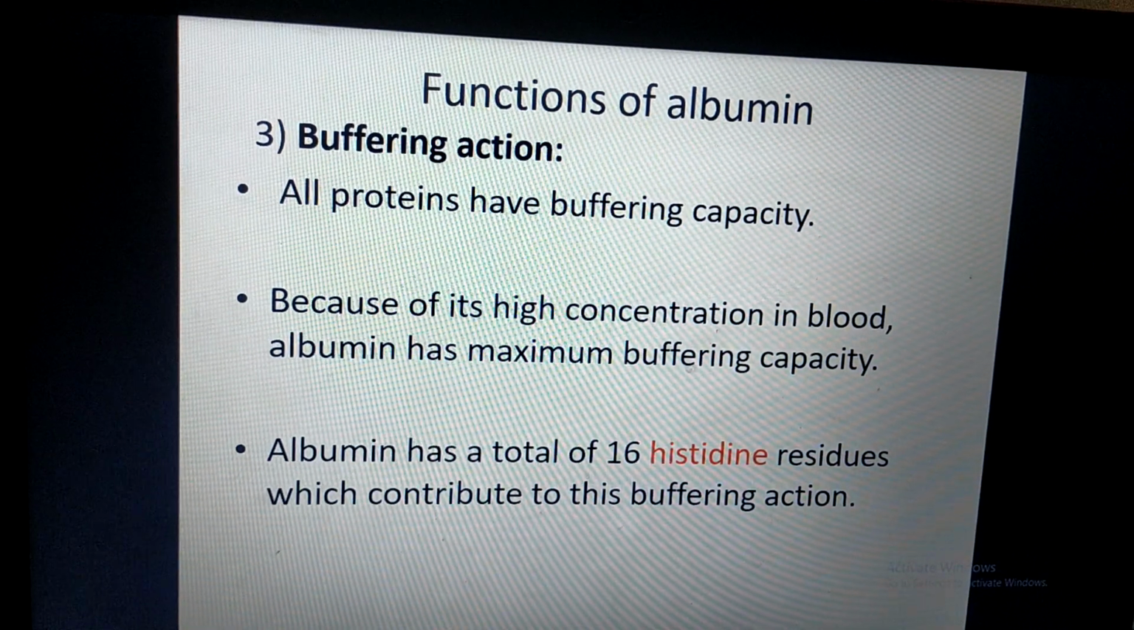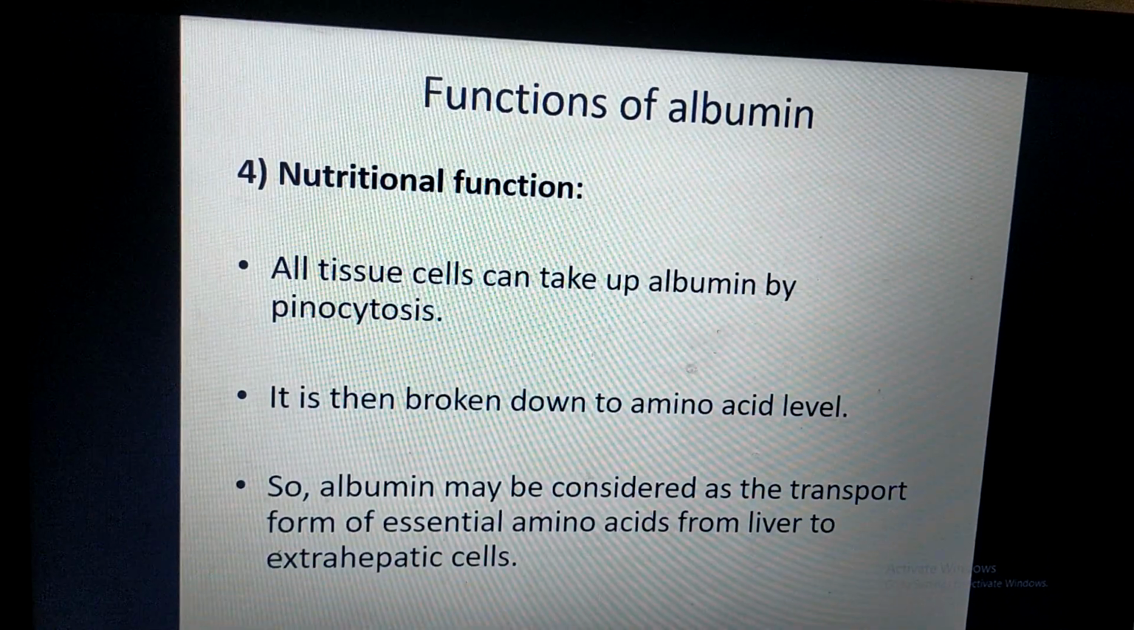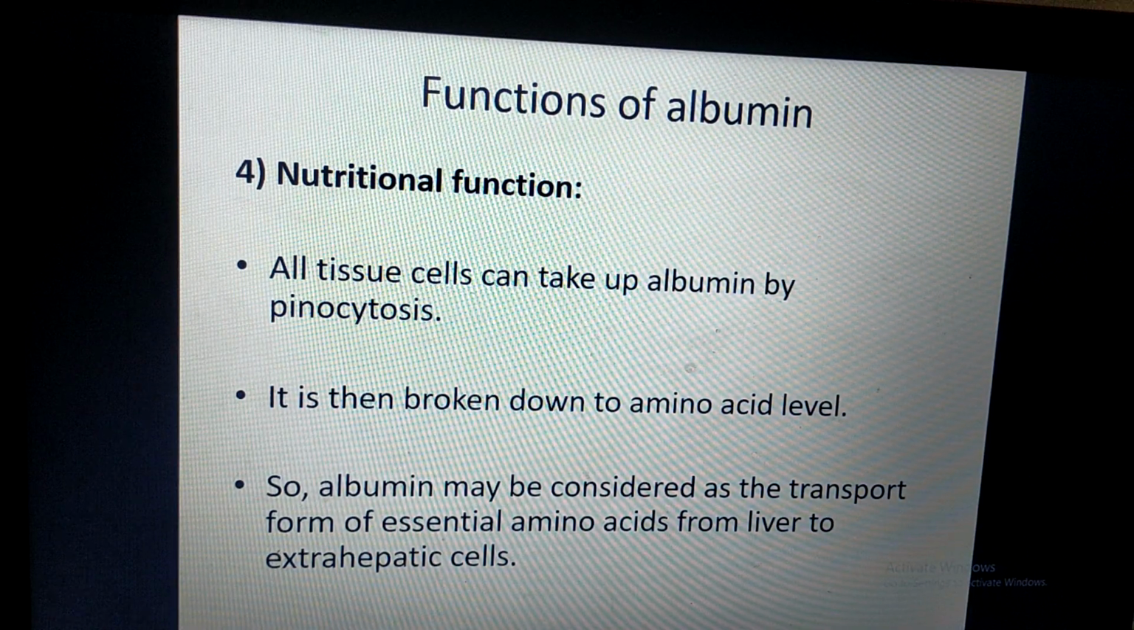Next function of albumin is buffering action. All proteins have buffering capacity. Because of the high concentration of albumin present in the blood, it has maximum buffering capacity. Albumin has a total of 16 histidine residues which contribute to this buffering action. Nutritional function. All tissues will take up albumin by pinocytosis. That means they will engulf albumin as it is, without its breakdown. After pinocytosis, the albumin enters the cell, and inside the cell it is broken down into various amino acids. So albumin may provide essential amino acids to the various cells.